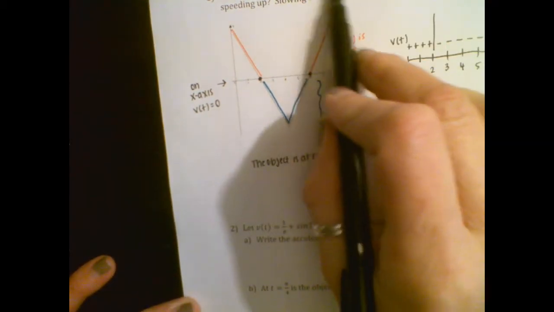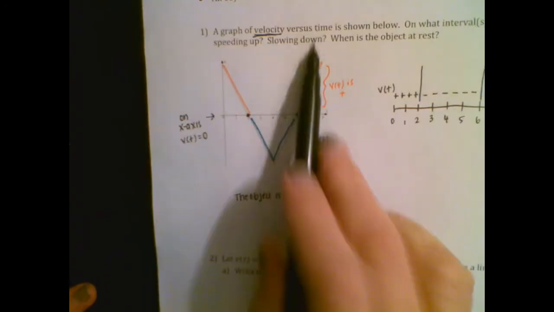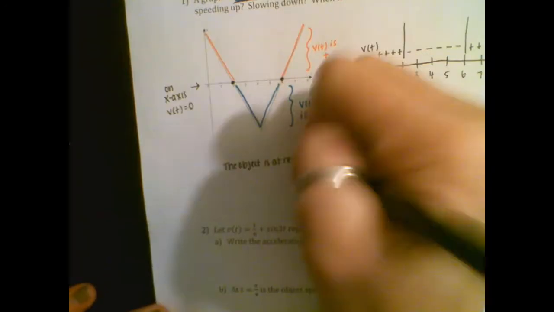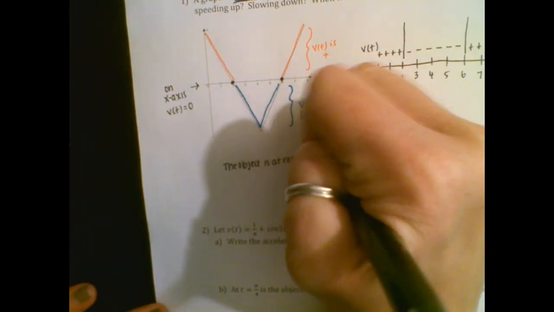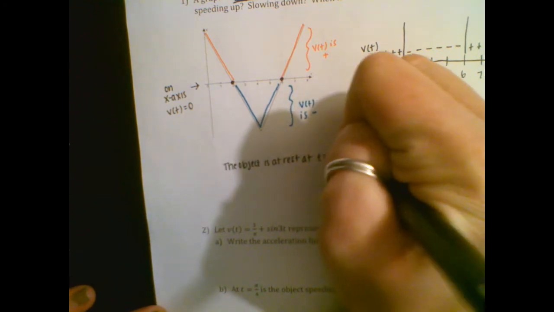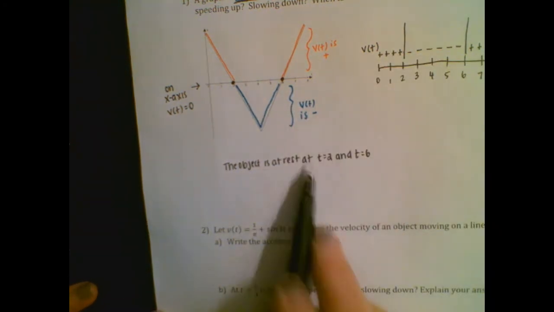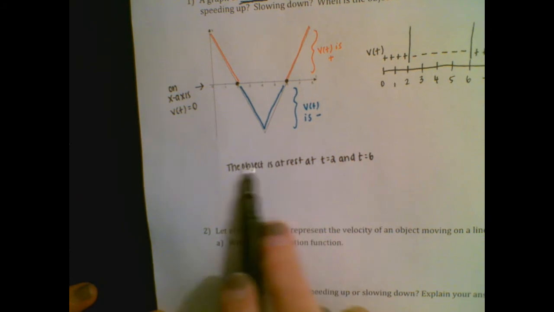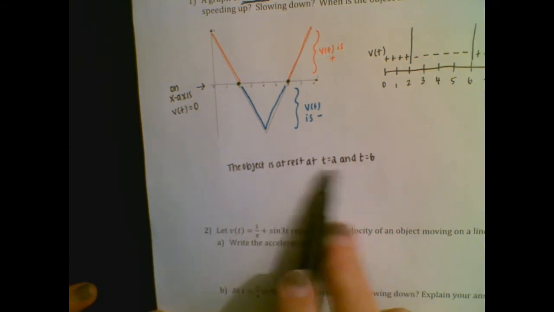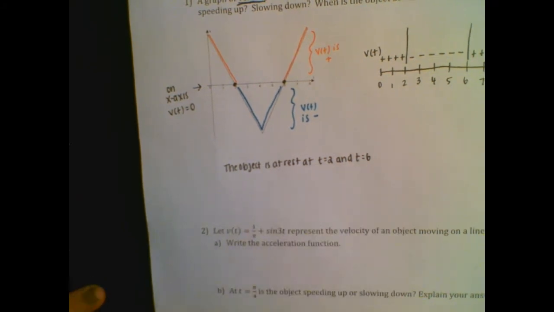And actually, it's time that we're talking about here in terms of the x-axis. So we're saying that at time t equals 2 and time t equals 6, that's where our velocity is 0, or that's where our velocity is on the x-axis.